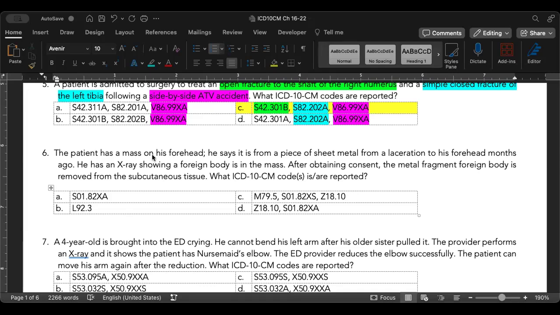The foreign body. Okay. So we do have a foreign body located in his forehead. Let's go take a look at that. Let's go look at foreign body. Underneath foreign body, you'll go to retained because it is a foreign body that has been there for a while. So it's a retained foreign body, meaning it's an old foreign body that's kind of been in that tissue.